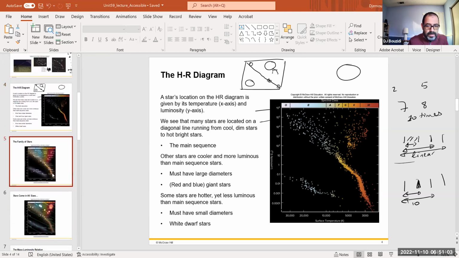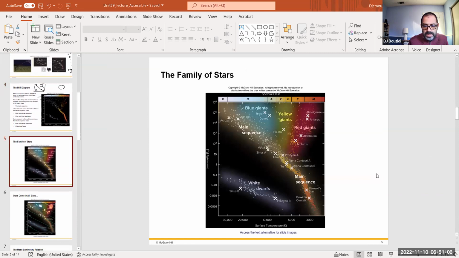Okay, so again, these are some of the stars that are known to us. Proxima Centauri, which happens to be the closest star to us, is actually a little less than 1,000 times dimmer than the sun. So it's a very, very dim star. It's a red dwarf. Dwarf because it's very small in size, and red in here.